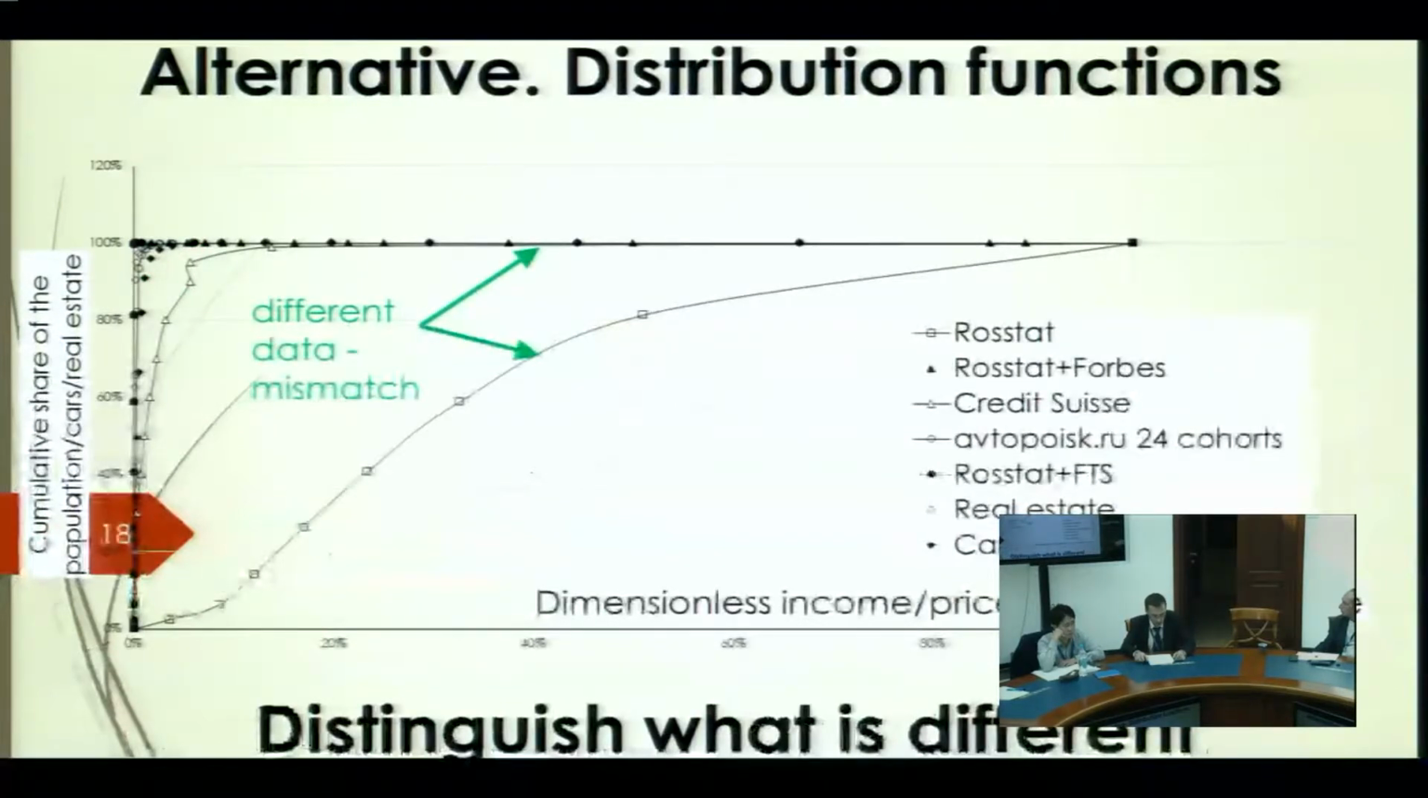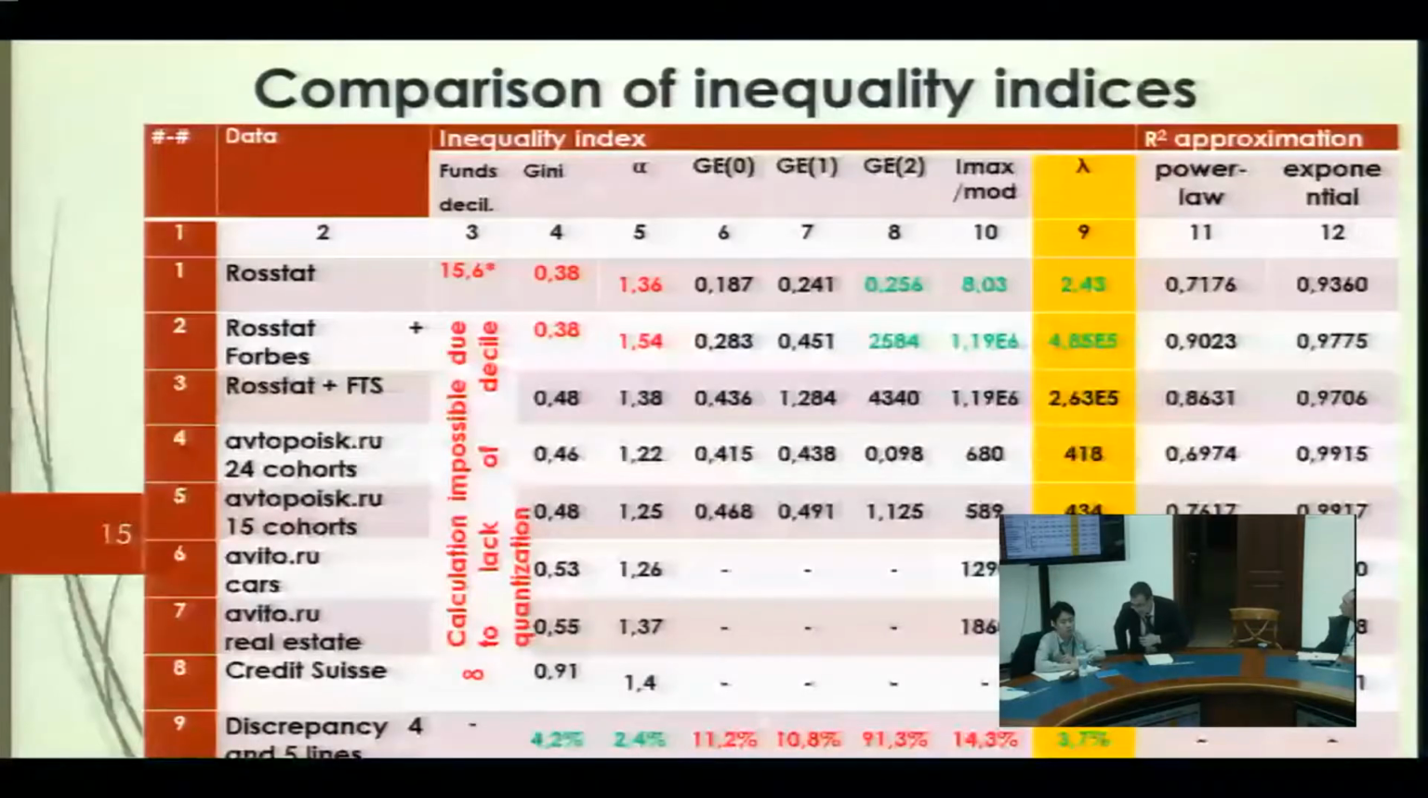Distribution functions are better than Lorentz curves. They make it possible to distinguish raw-state data from raw-state and forced data summary. They distinguish what is different. Let us return to inequality indices. Only the intensity of the exponential distribution obtained by approximating the income distribution curve does not suffer from this disadvantage.